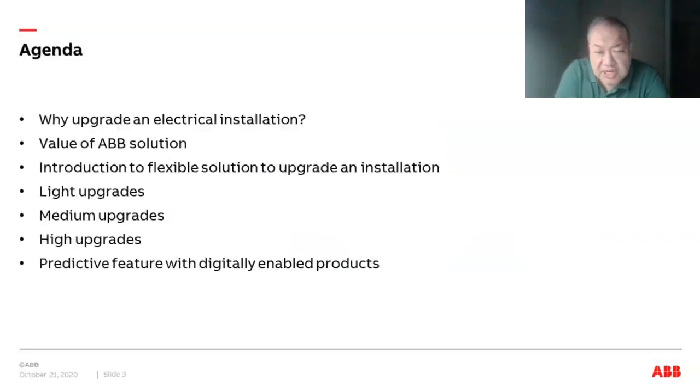Let's have a look at the agenda for today. Today we will look at why we need to upgrade our electrical installation, ABB's value solution, as well as the introduction to flexible solutions to upgrade an installation. We have different kinds of upgrades, like the light upgrades, the medium upgrades, as well as the high upgrades. We will look into what these are, as well as the predictive feature with digitally enabled products.